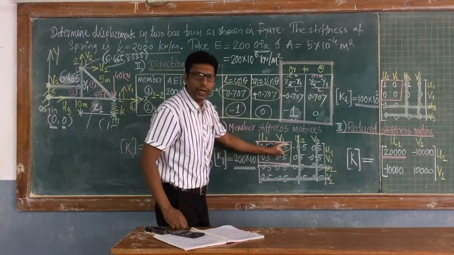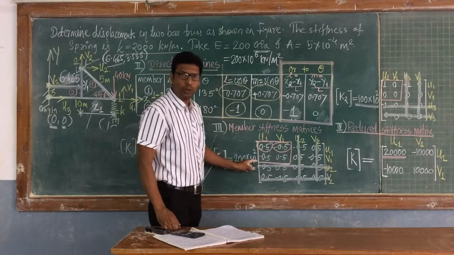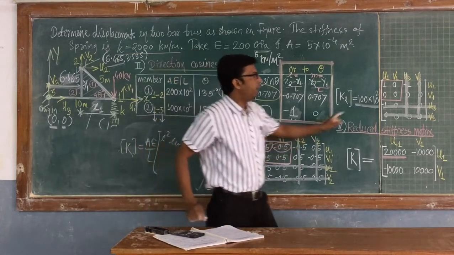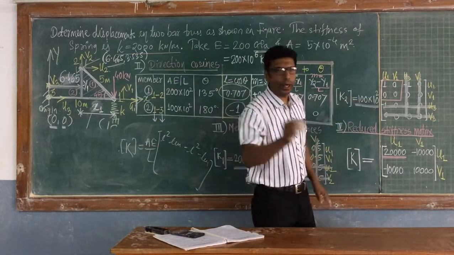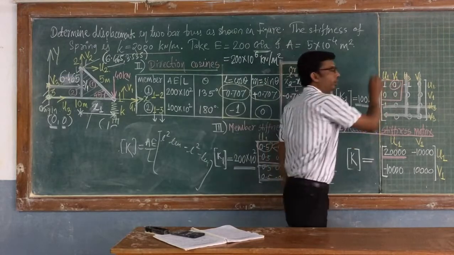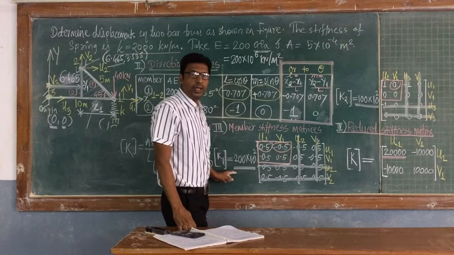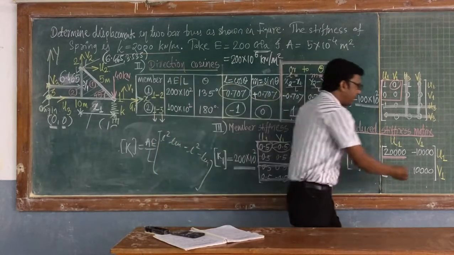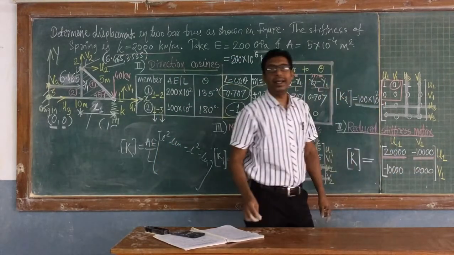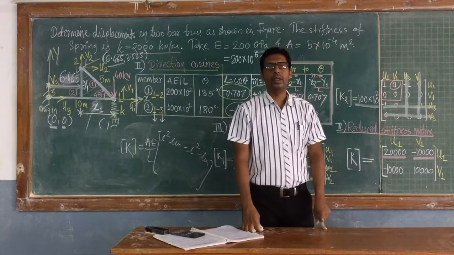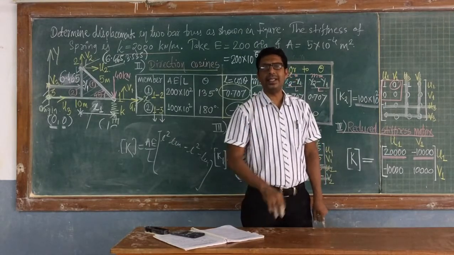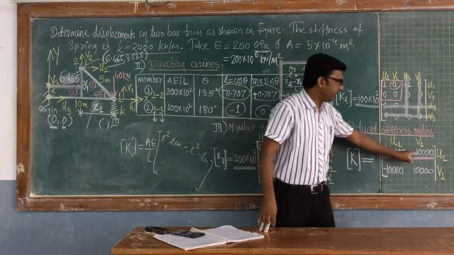Then the second element, V1 U1 combination: minus 0.5 into 200 into 10 raised to 2. In the second matrix it is 0. So minus 0.5 into 200 into 10 raised to 2. Answer is minus 10,000.